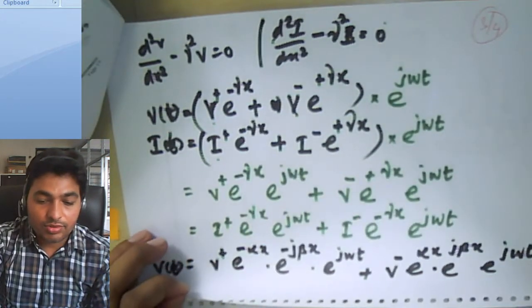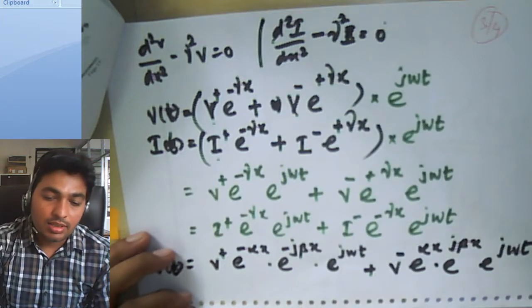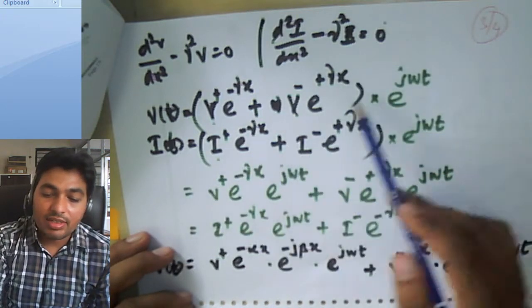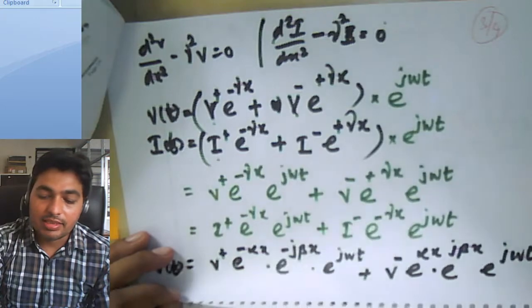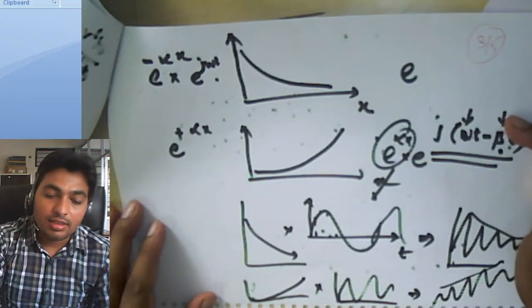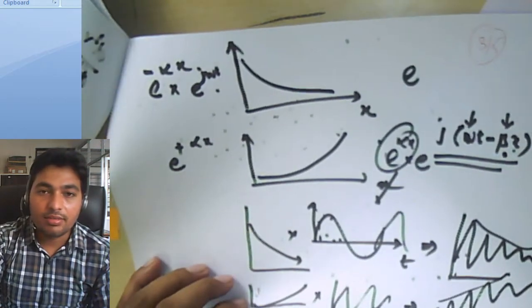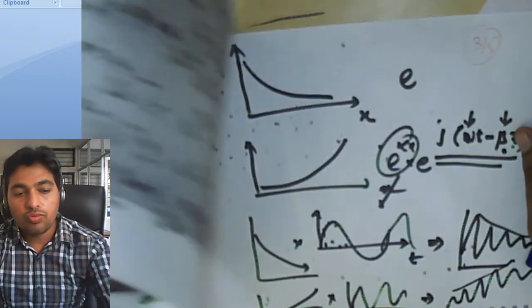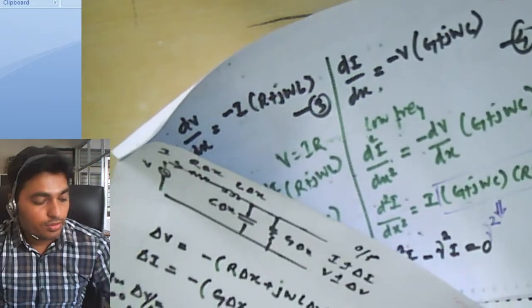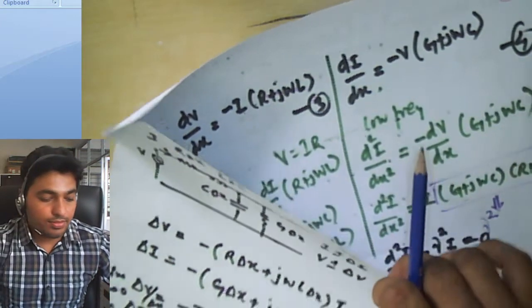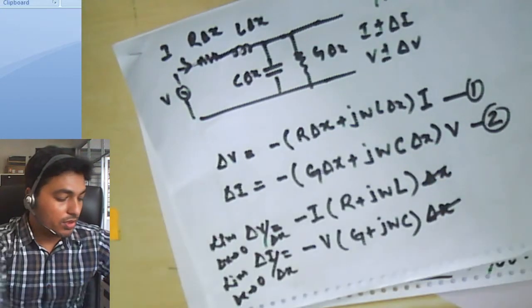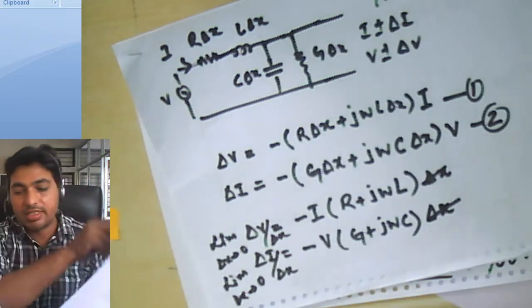Then we have solved, and we have found out that the wave which is traveling inside this transmission line has a wave nature, and we have defined two constants, that is alpha and beta. Now we'll move forward. We'll start with the next thing.